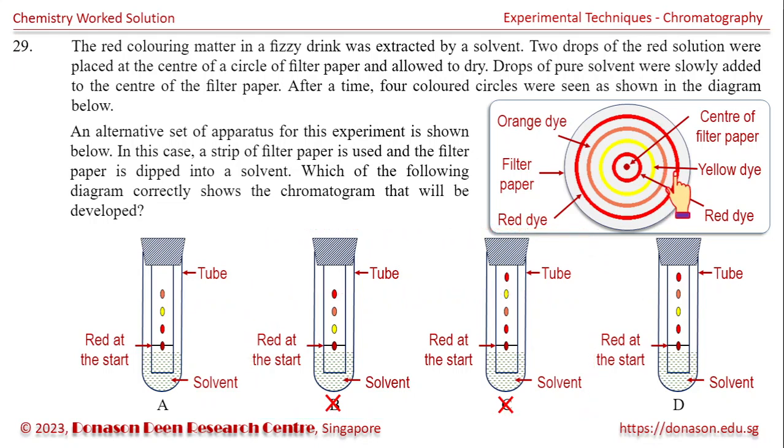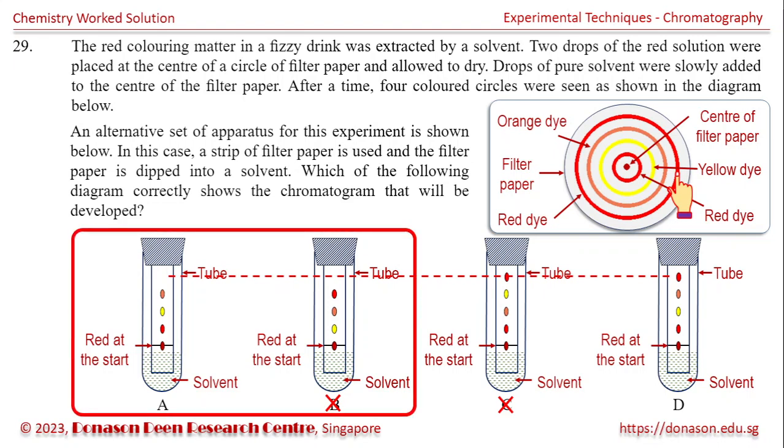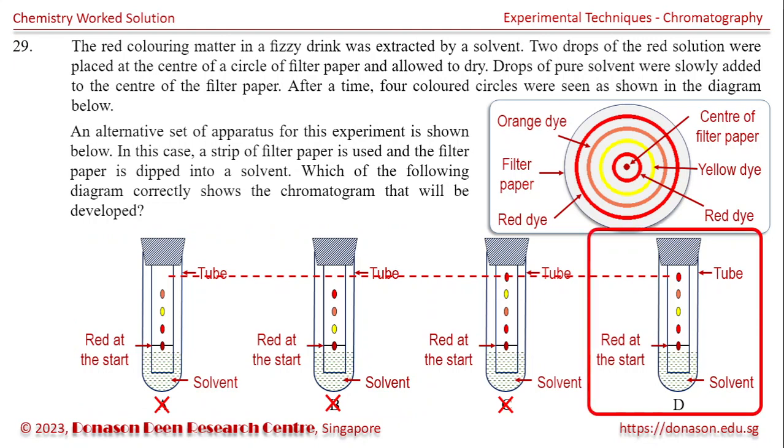There should be a fourth dye, which is another red dye according to the circular chromatogram. This red dye is missing in the chromatograms in setups A as well as B, which makes setup A wrong. This red dye is clearly visible in setup D, and therefore setup D is the correct alternative setup.